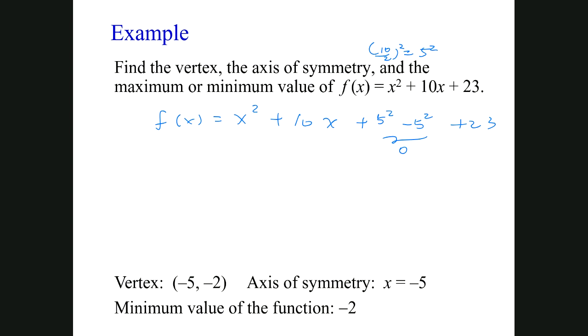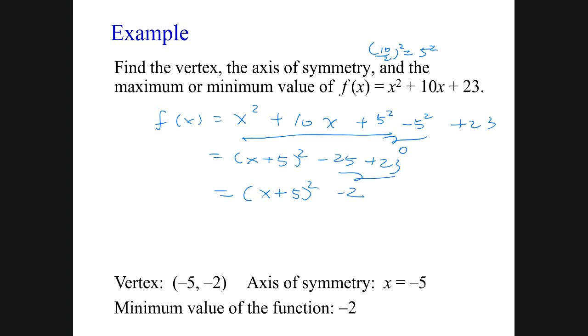The reason I want to add a 0 right here is because I want the first three terms to be a perfect square. These first three terms will be (x plus 5) squared. Look at that. And then we have minus 5 squared, which is minus 25, plus 23. So now I have (x plus 5) squared minus 2, since you combine these two together to get negative 2.